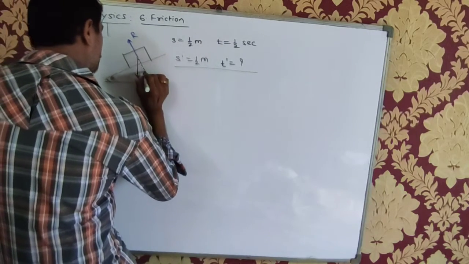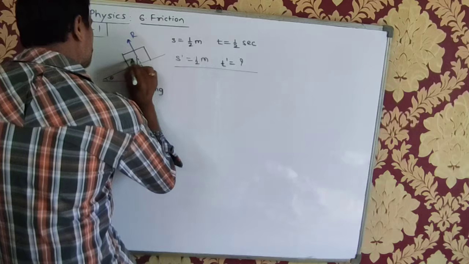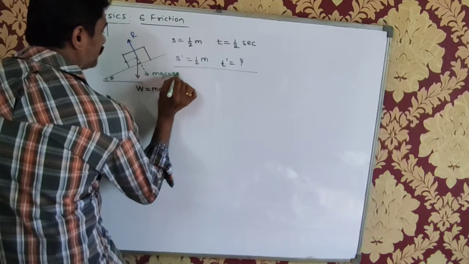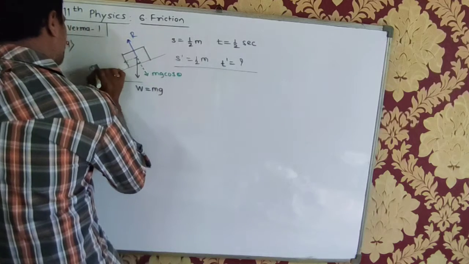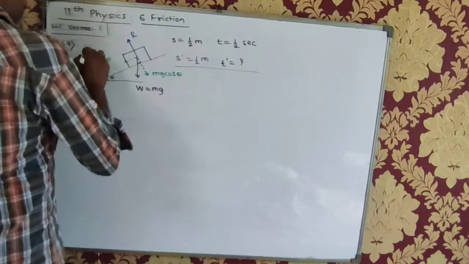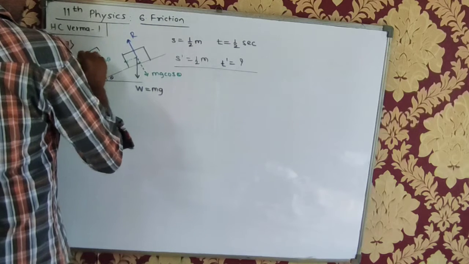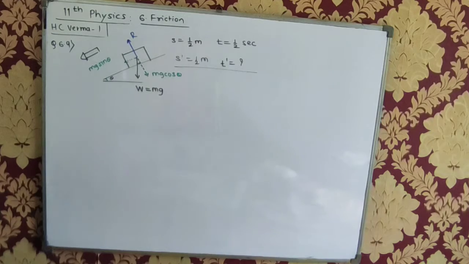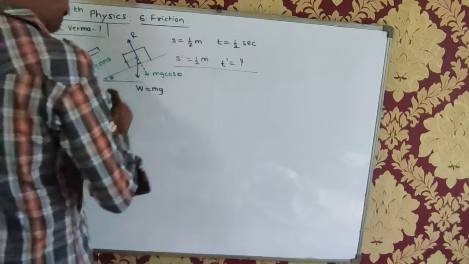Resolution will be like this and like this. mg cos theta, mg sin theta. The body is moving in the downward direction. This is the direction of motion, isn't it? So the force of friction will be acting in the opposite direction.